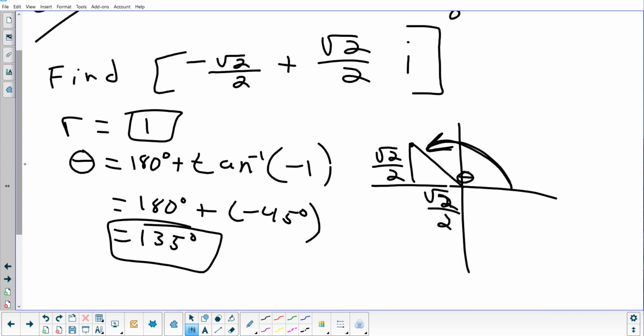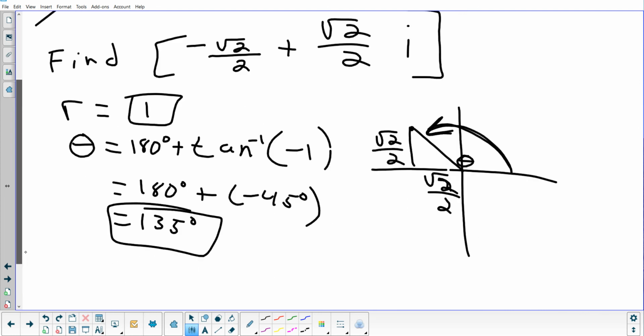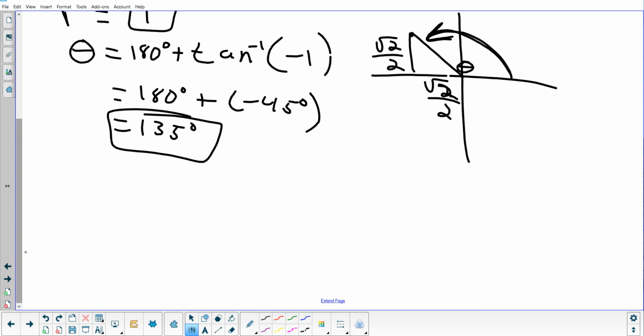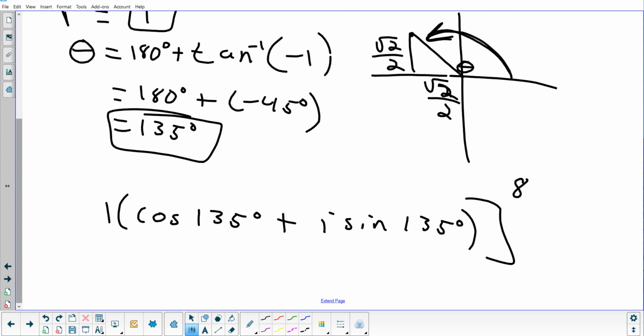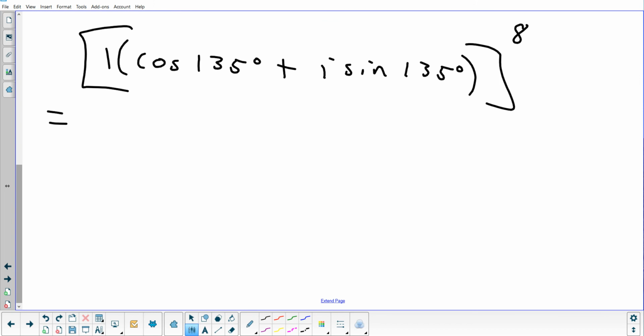All right. Now, the easy part is raising that to the 8th power. We can just use our calculator and type it in. So we have r cosine 135 plus i sine 135. All right. Matt, what's going to be my radius? 1. It's going to be 1 to the 8th power, but it's just going to be 1.